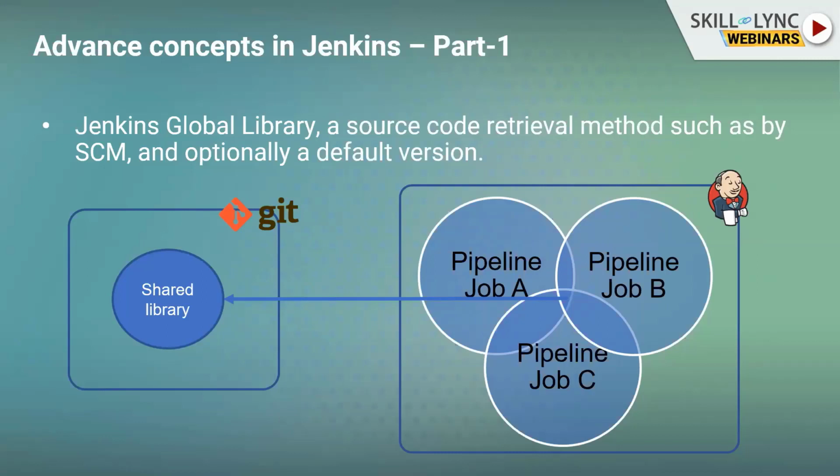So it's like a source code retrieval method, and it can be placed in a source code manager, and it can be called across the pipelines. For example, I have A, B, C, D, four teams, and team A has developed something magical, like a very big functionality. B, C, D, the other teams, can use that. So that's how it can be used.